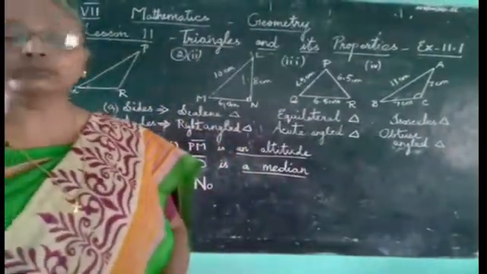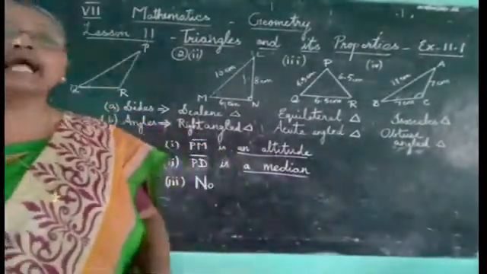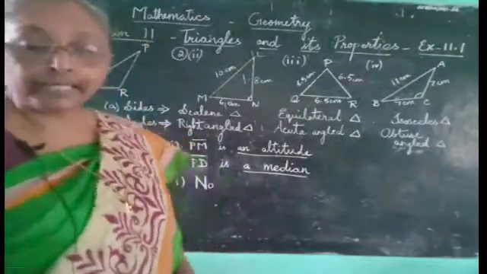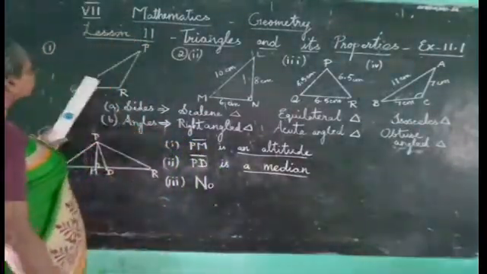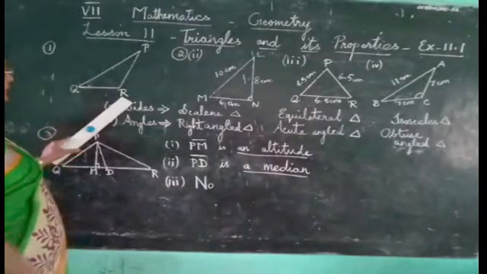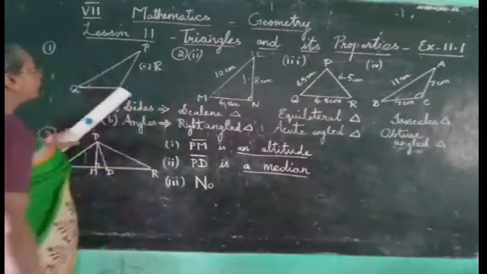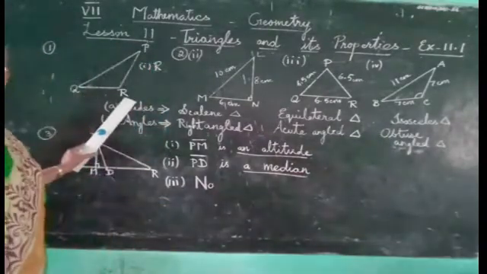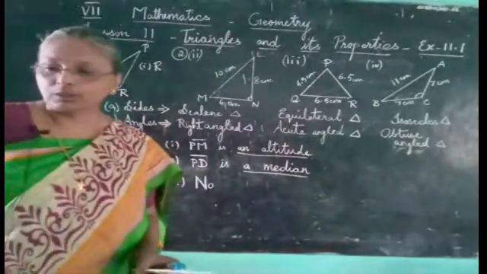Now, see the first question. Name the vertex opposite to side PQ. Which is the vertex opposite to side PQ? It is R. So here the vertex opposite to side PQ is R. You can note down in your book.